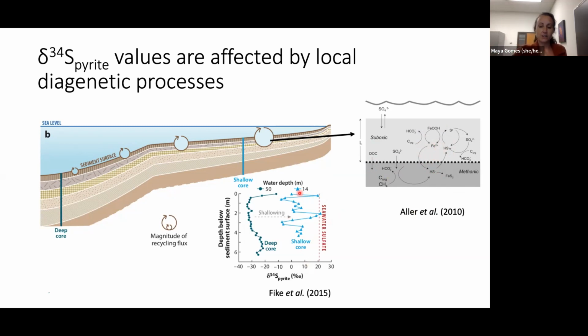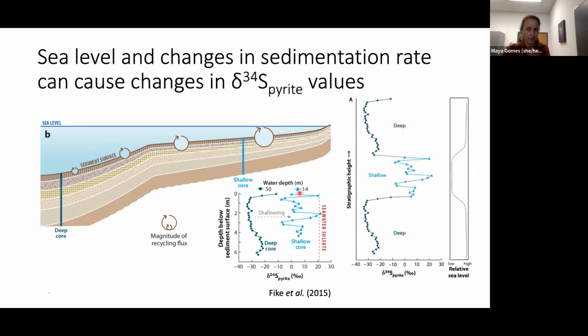Now, the reason why this matters is because of Walther's law, right? So Walther's law is that environments that are next to one another today are stacked on top of one another in the geological record. So if we stack these records, we can essentially make a sulfur isotope excursion without there being any change in global sulfur cycling.